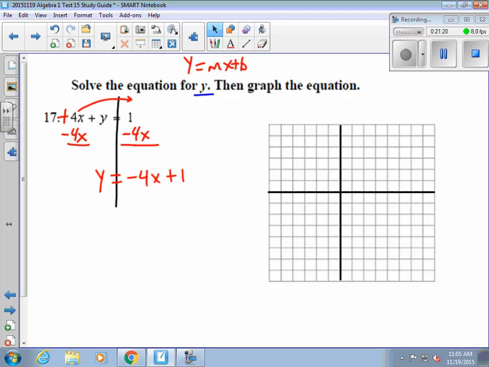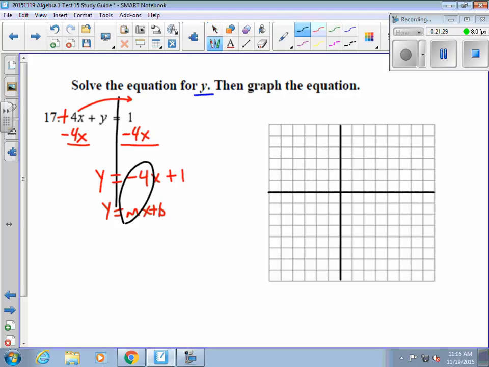Remember, put your mx term first. Negative 4x positive 1. So your m value now is negative 4. And your b value tells you where to begin. You begin at positive 1, so you begin on your y-axis, your y-intercept, at positive 1. Remember, slopes like negative 4 that are not written in fraction form can always be made into fraction form by putting them over 1.